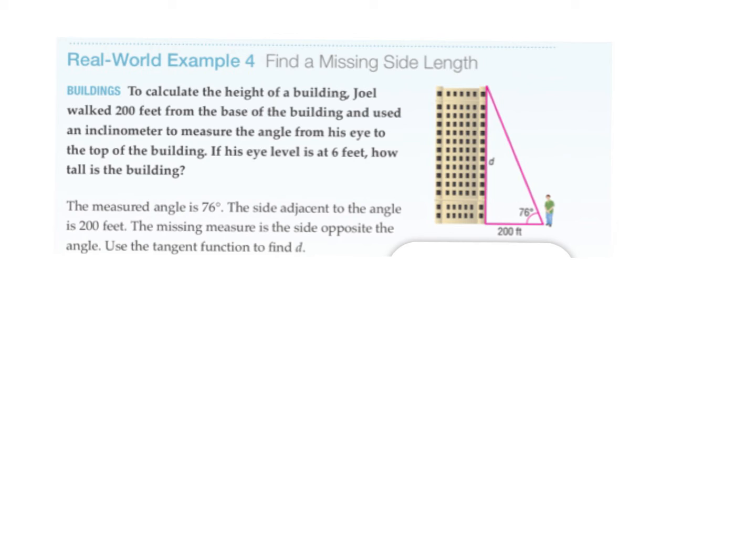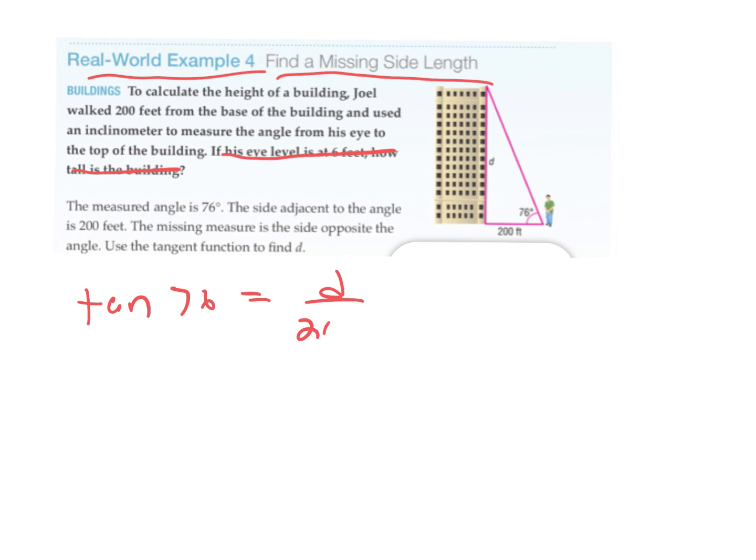So we're going to use trig functions to find a missing side for a real world type of example. In this case, the height of a building. So we're not going to worry about the eye level of the building. All we're going to worry about is basically setting up the trig function and finding d. So we have the opposite and adjacent. Opposite and adjacent is the tangent function. So I'm going to write tangent of that angle, which is 76 degrees, equals opposite, which is d, over 200.